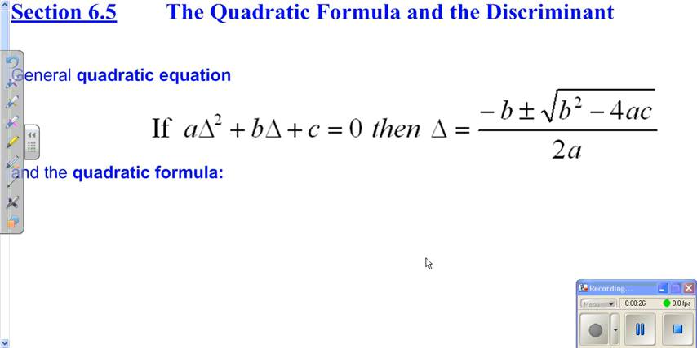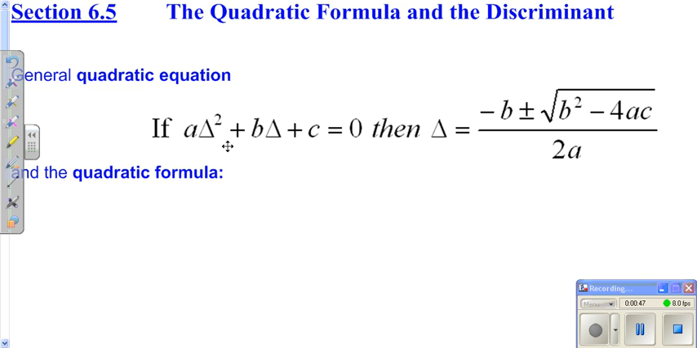The factoring sometimes only gets you an estimate, or not the factoring, the graphing sometimes only gets you an estimate, and not everything factors. So the first two methods don't always get you an answer, where the last two methods, completing the square and the quadratic formula, will always work.